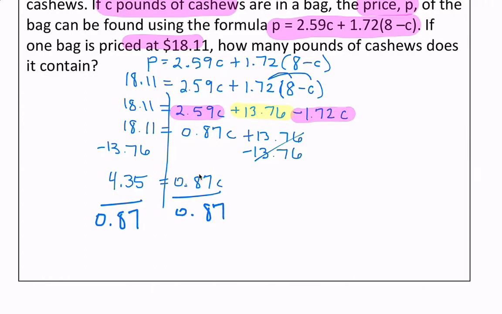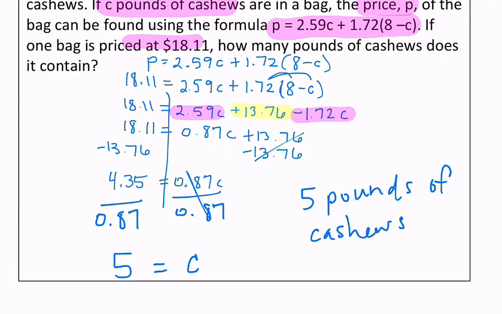So this 0.87 on top will cancel this 0.87 on bottom. So my C drops down on the right-hand side. We have our equal sign. On the left-hand side, we have 4.35 divided by 0.87, which is going to come out to be a perfect 5. So we have C equals 5, so let's remember what C stands for. C stands for the number of pounds of cashews. So out to the side in words, I'm going to write what we found. We know that if we spent $18.11, we got 5 pounds of cashews.